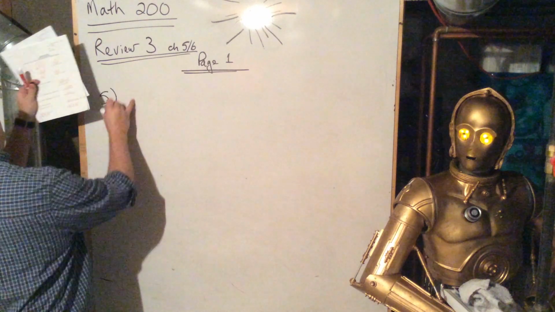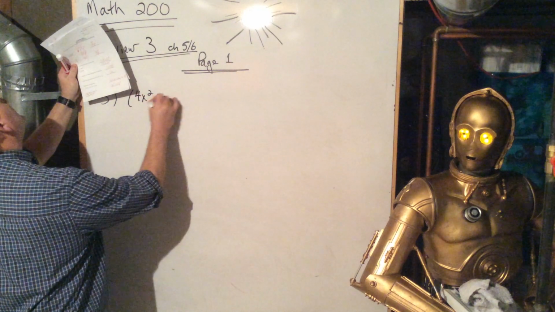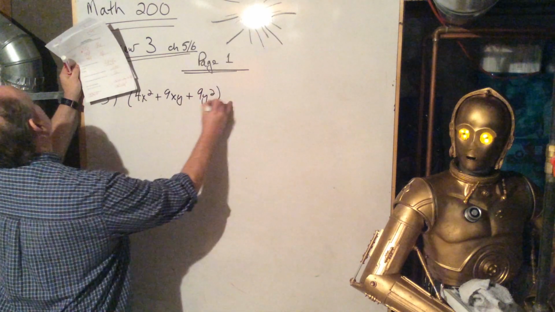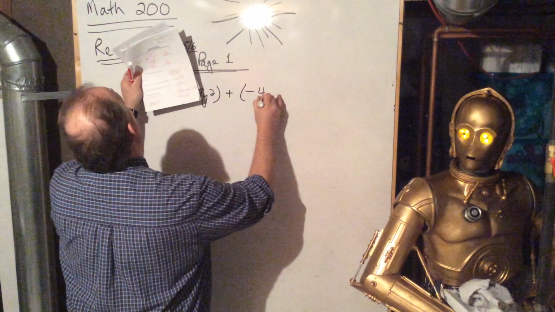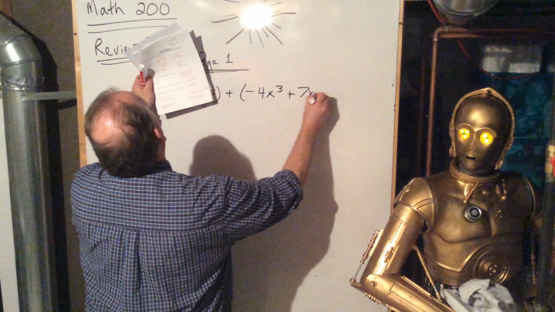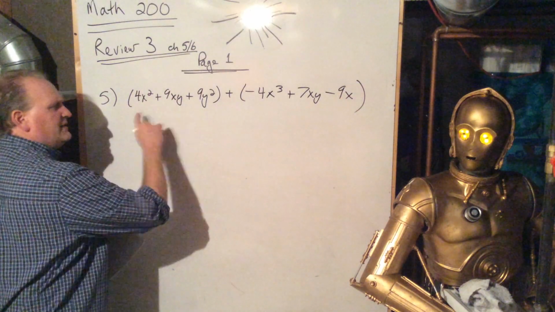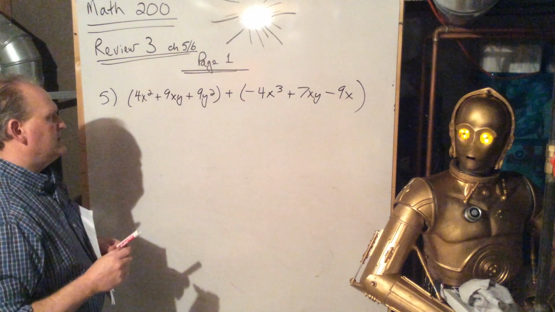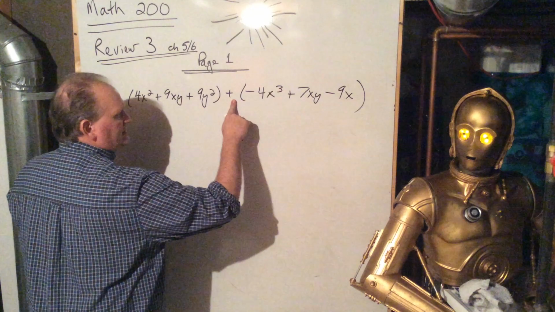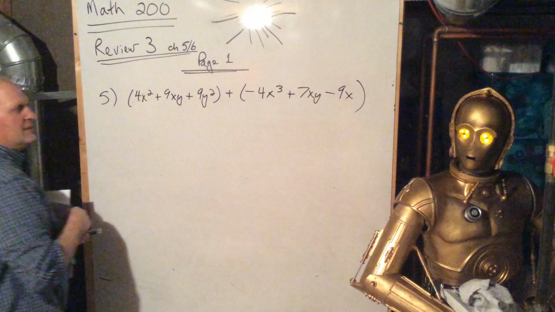Number 5. We've got quantity 4x squared plus 9xy plus 9y squared plus negative 4x to the 3rd plus 7xy minus 9x. Okay, so they seem to have wasted the parentheses in this one. There isn't any distributive, nothing to be distributed. That's just a 1 there, so that all just stays the same.